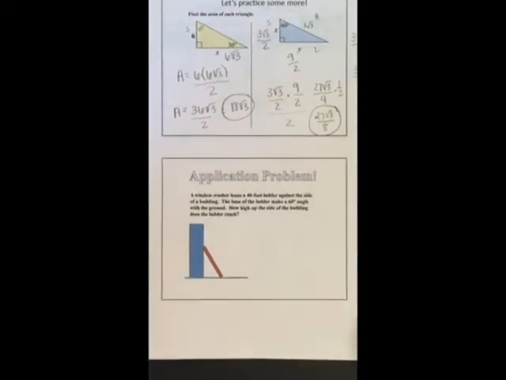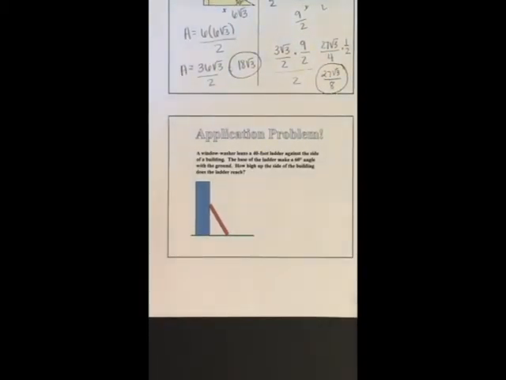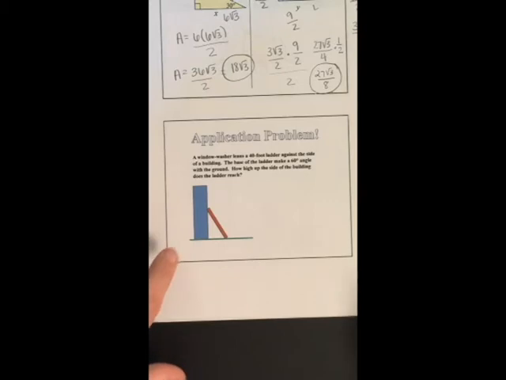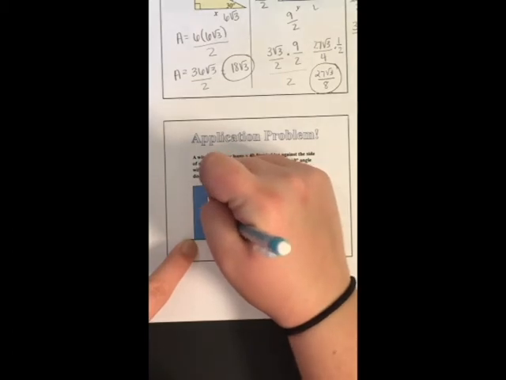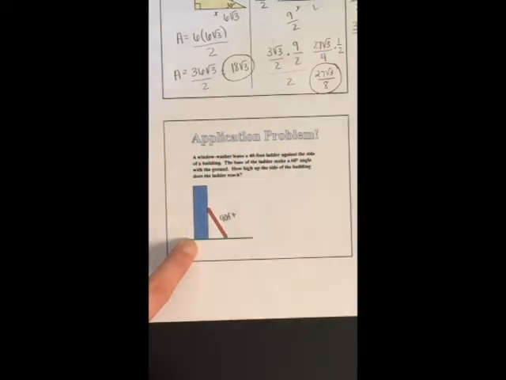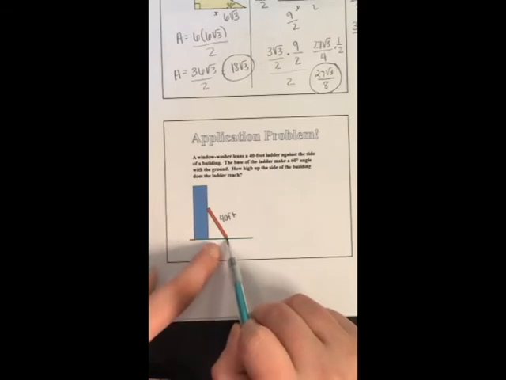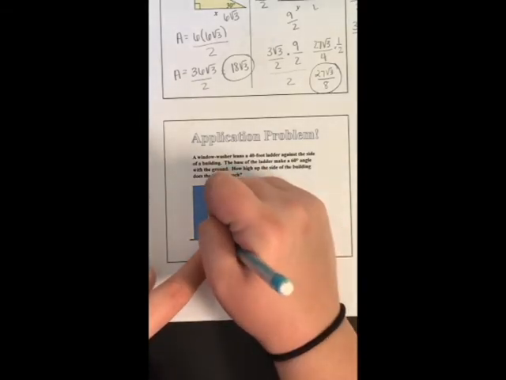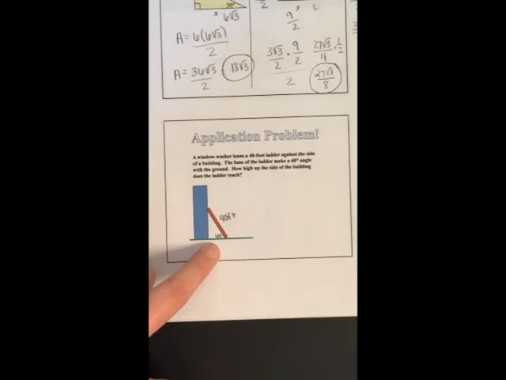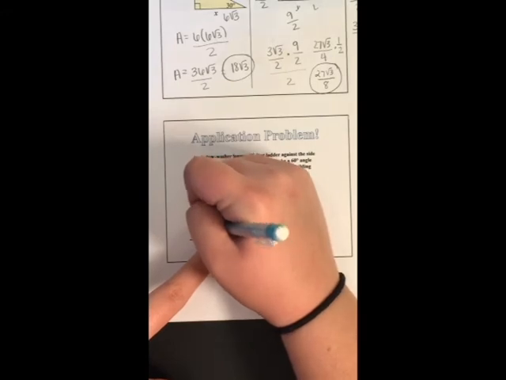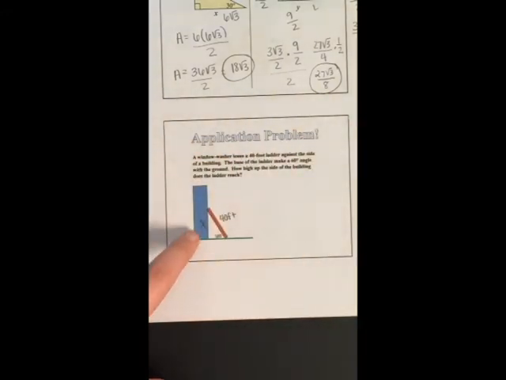All right, let's try an application problem. A window washer leans a 40-foot ladder against the side of a building. So this is my ladder, it's going to be 40 feet. The base of the ladder, the bottom, makes a 60-degree angle with the ground. So this is going to be 60 degrees. How high up the side of the building does the ladder reach? So we're trying to find this side right here. We're trying to find x.